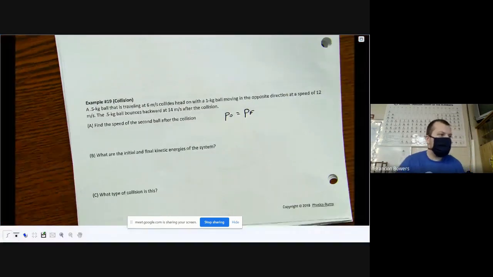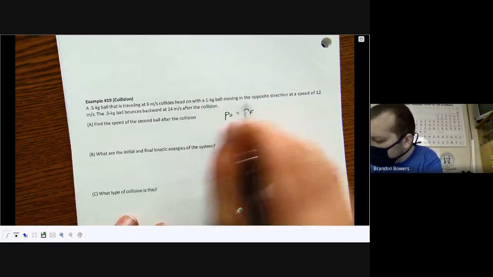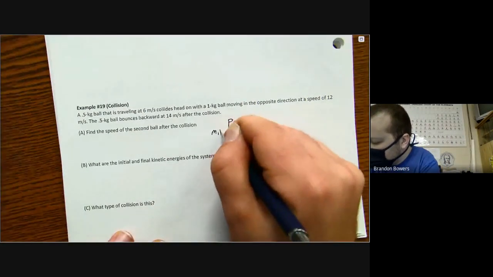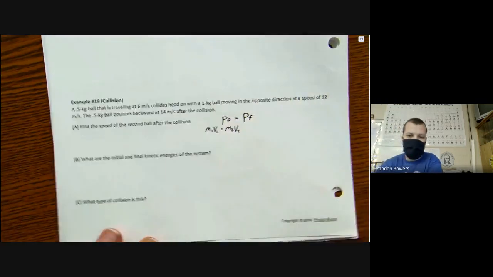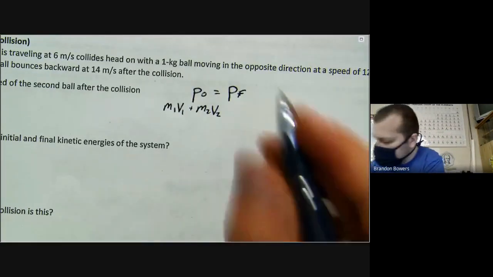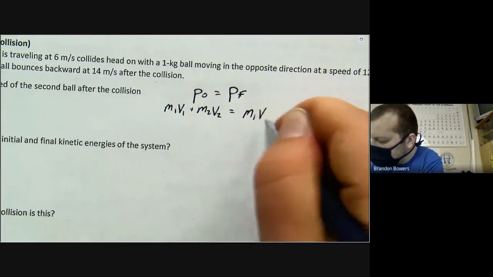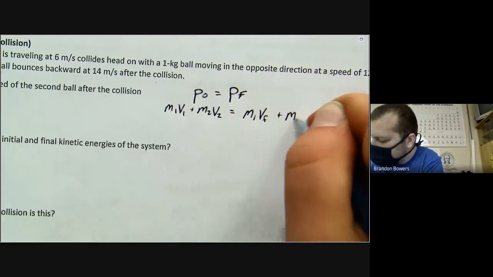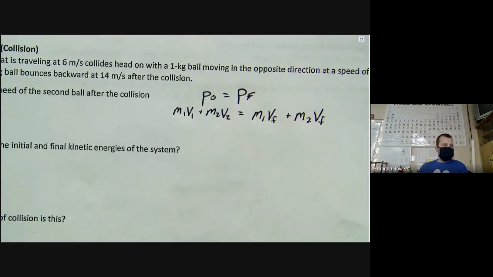Okay, so if we check this out. My initial: mass of 1, velocity of 1, mass of 2, velocity of 2, and that's going to equal mass 1, velocity final of object 1, plus mass 2, velocity final of object 2. That's all we need. I'm going to zoom in a little bit so you guys can see that better. So we can plug in our numbers.